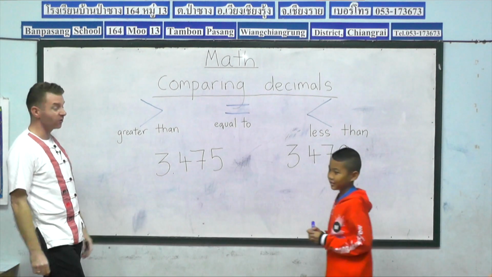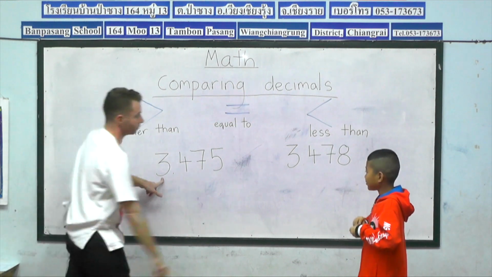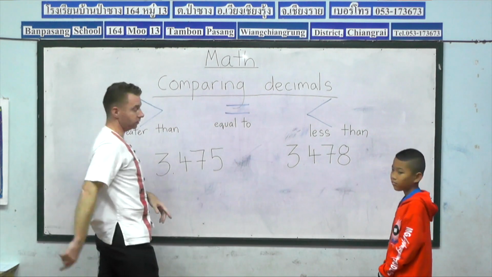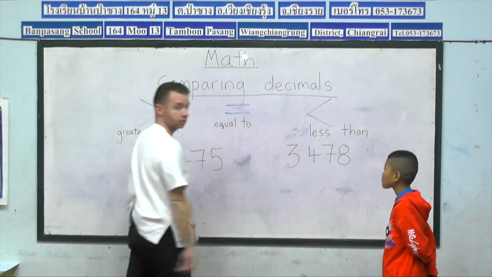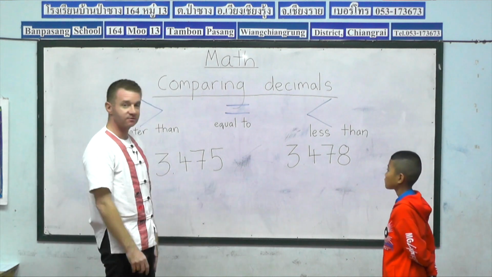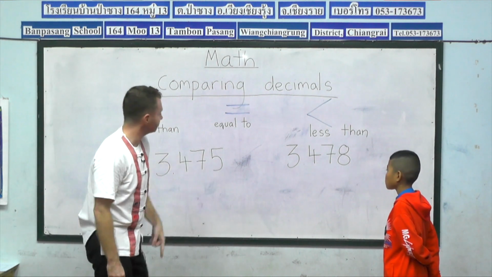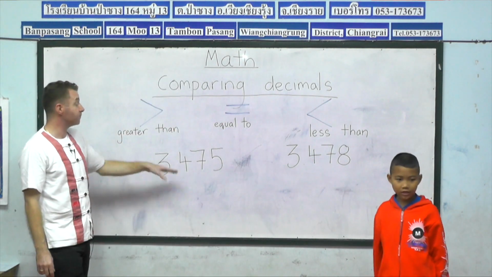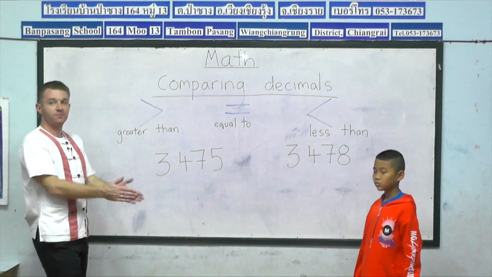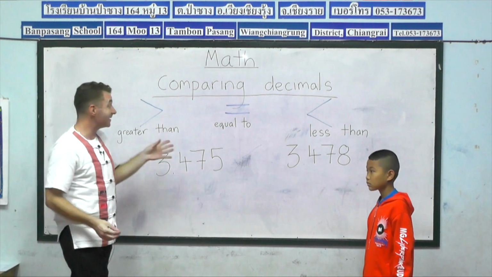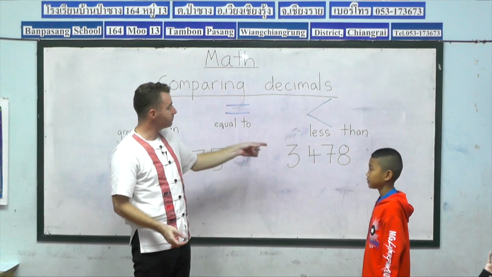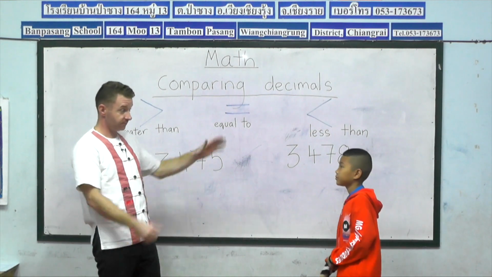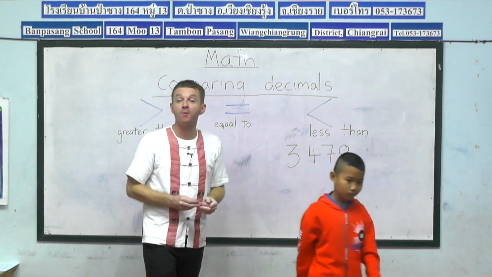Excellent, Bangpon, well done. Because what we've done is we've looked at the 3's, equal, 4, equal, 7, equal. But then, when we get to the thousandths place, we know that 5 is less than 8. So altogether, 3.475 is less than 3.478. Bangpon, that was brilliant. High five. Big round of applause for Bangpon, please, guys.